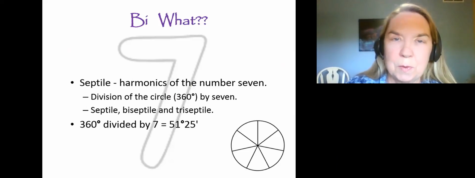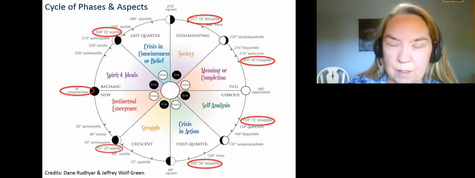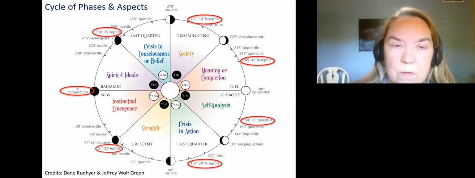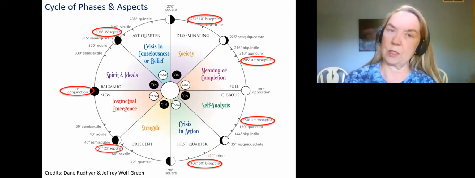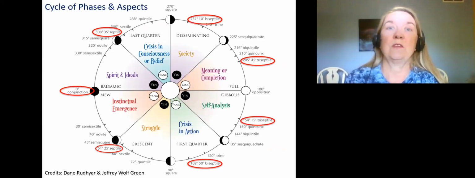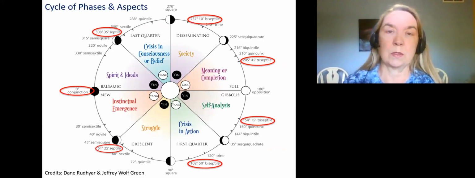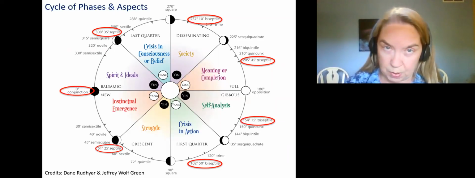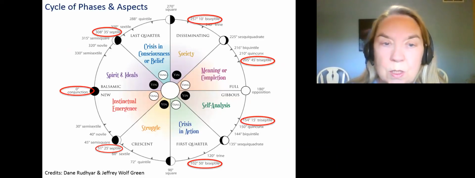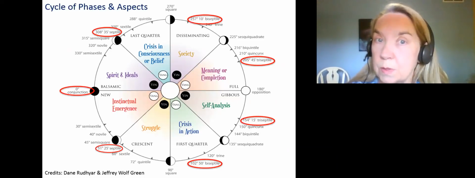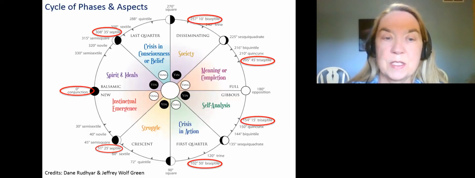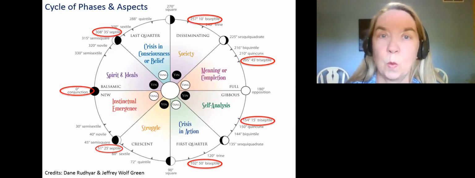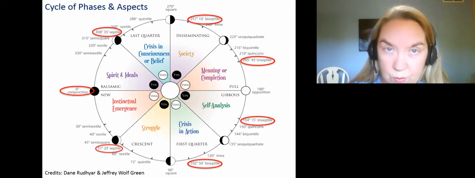So let me show you what this looks like from the perspective of the cycle of phases and aspects. As you can see on your screen, whenever you divide that circle up into 2, 3, 4, any of the numbers, the 0 degrees always counts as one of those aspects. And so if you look at your screen there and move in a counterclockwise direction, you can see the septile, the biseptile, the triseptile, waxing and waning, going around the circle.